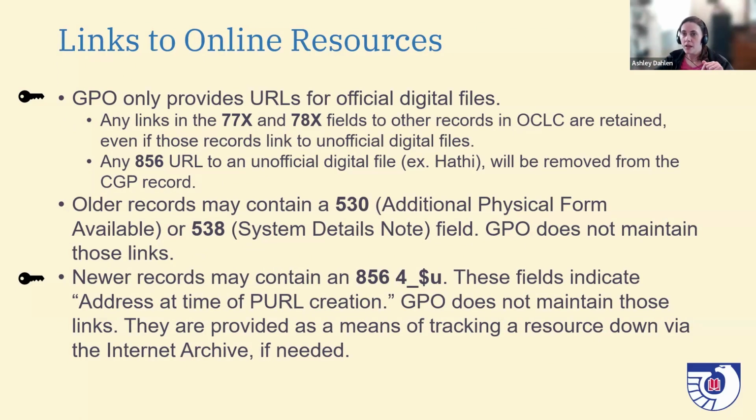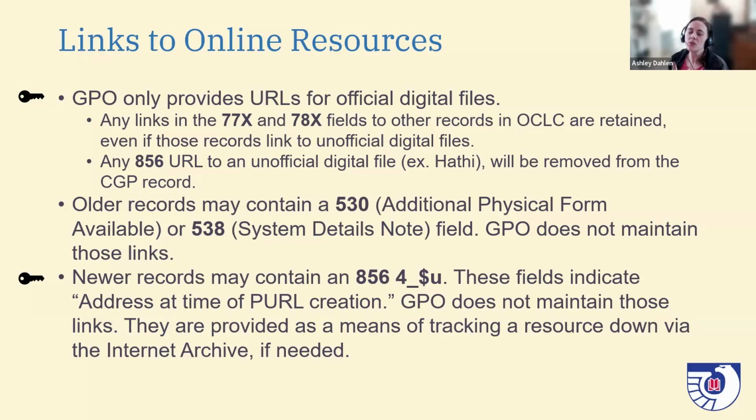If that other catalog record that we're linking to happens to be, say, out in OCLC, and that record just happens to link to an unofficial version, we'll keep the linker field that takes you out to that OCLC record or wherever it lives, even if it's an unofficial version. But if we are pulling a catalog record into our realm, into the CGP, we can't retain any link or 856 URL to an unofficial publication. So that will have to get removed.